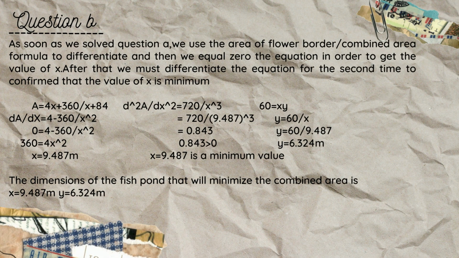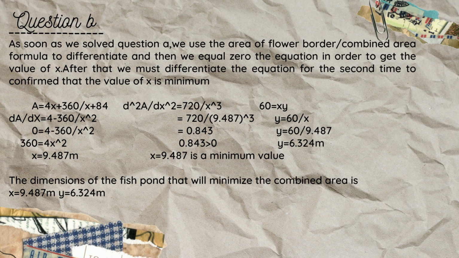Question B. As soon as we solve question A, we use the area of the border formula to differentiate, and then we set the equation equal to 0 in order to get the value of x. After that, we must differentiate the equation for the second time to confirm that the value of x is a minimum.